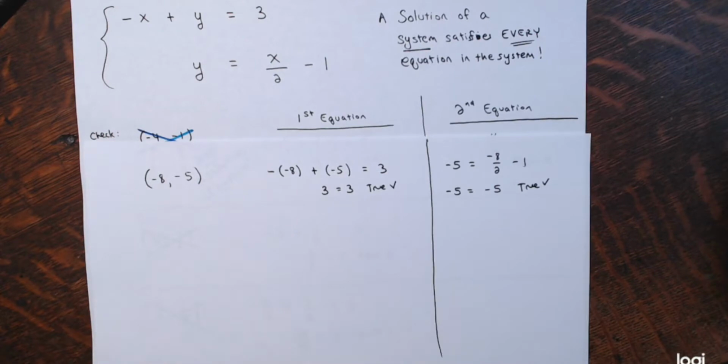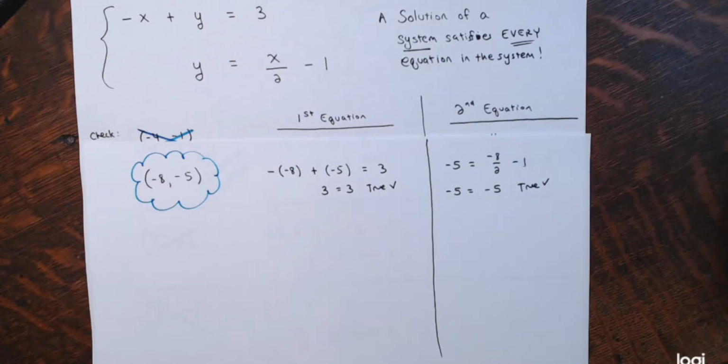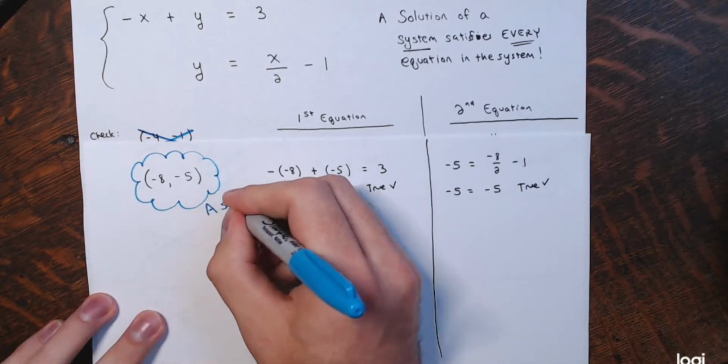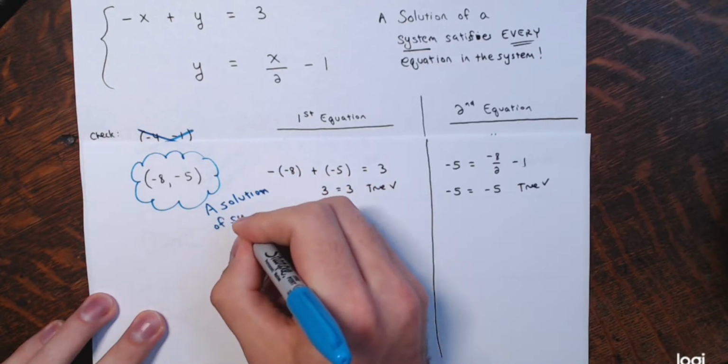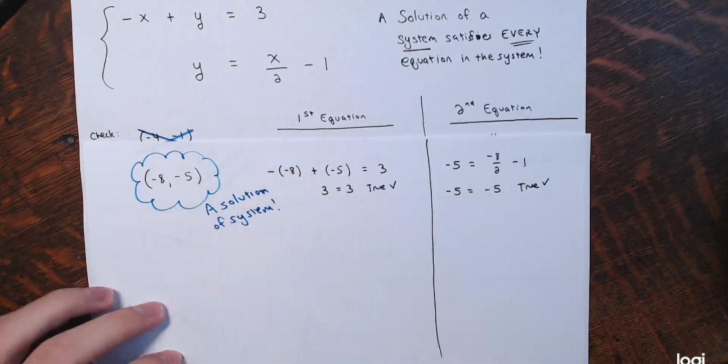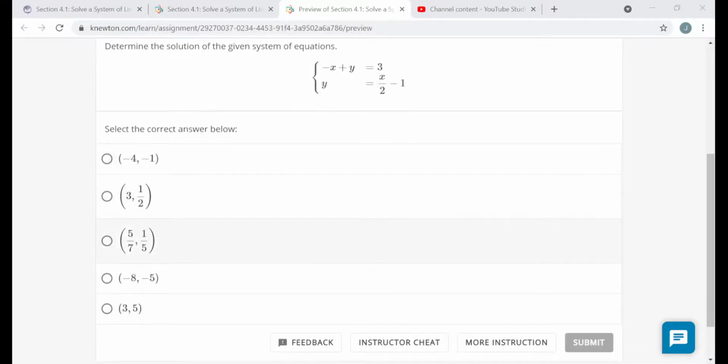All right, this is it. This is a solution of the system. It satisfies all the equations in the system. Great. And so I go back, and that's the one I'm going to toggle. The ordered pair negative 8, negative 5. And if you were to check ordered pair 3/5, it wouldn't work. Because look, right away, the first equation, you'd have negative 3 plus 5 equals 3. That's not true. So that's the only one that works, negative 8, negative 5.